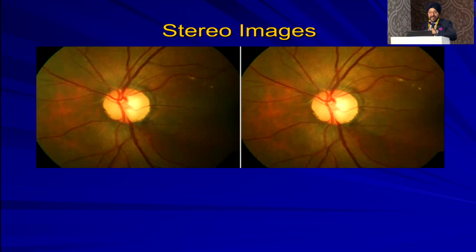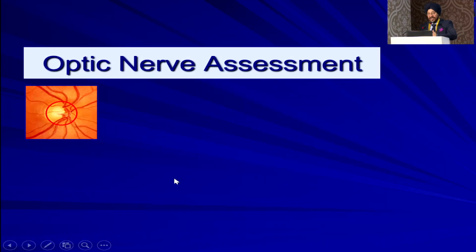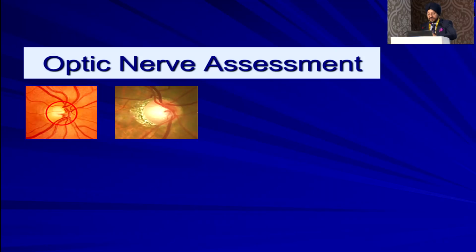Stereo image is very good for preserving and following up the patient. If you look at this stereo image, you can see that the disc is normal, but this is 2 years later. You can see a superior thinning is developing, which can be seen very nicely in the stereo photographs. And of course, when you do the optic disc assessment, you know that beta zone atrophy is the one which has been associated with the progression of glaucoma. If beta zone atrophy increases, that indicates progression is there.